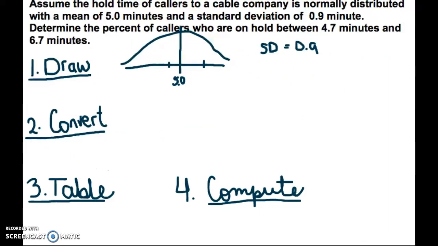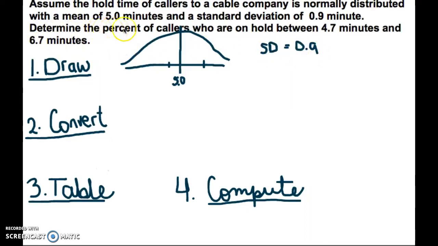So let's look at another problem from your assignments from week 3. Assume that the hold time of callers to a cable company is normally distributed. As soon as you see normally distributed, you're going to draw a little normal curve just like this. And it has a mean of 5 minutes, so in the middle, I'd put the number 5. It has a standard deviation of 0.9 minutes. It's not even a whole minute. So I write off to the right, my standard deviation is 0.9.